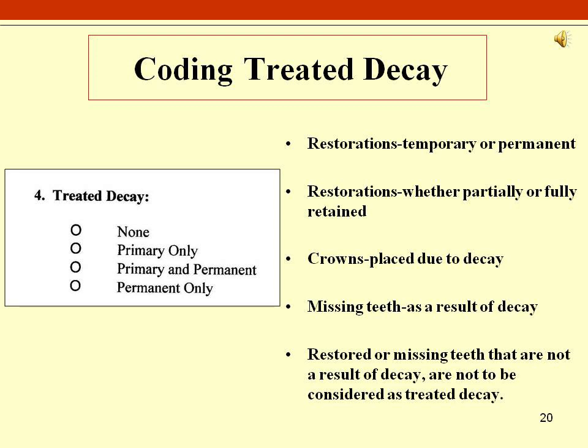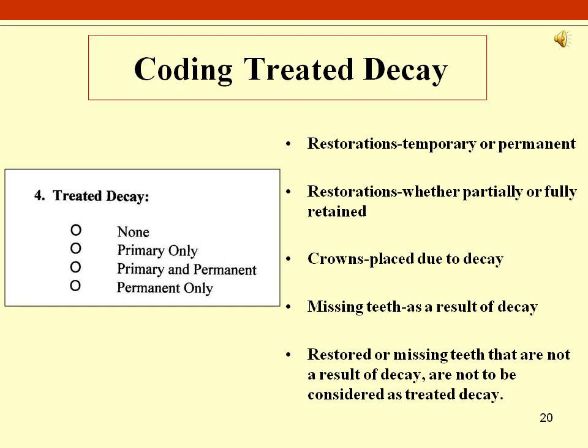The category of treated decay is number 4 on the screening form. Note, the categories here are specific to the types of teeth within the mouth. For example, primary teeth only, primary and permanent teeth, or permanent teeth only. Mark treated decay when you note any of the following: restorations, either temporary or permanent, restorations, whether partially or fully retained, crowns placed due to decay, or missing teeth as a result of decay.